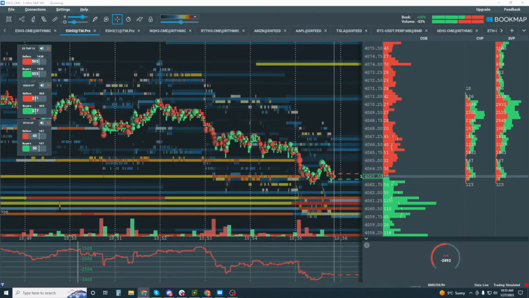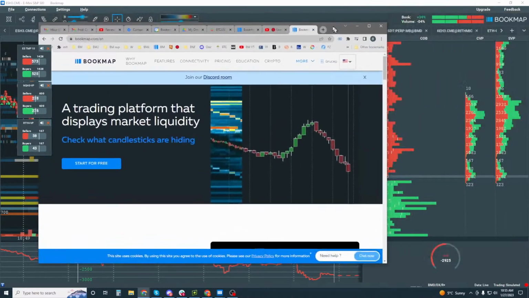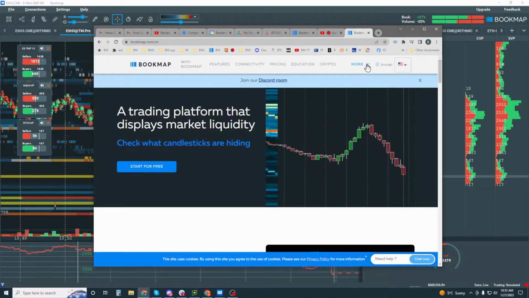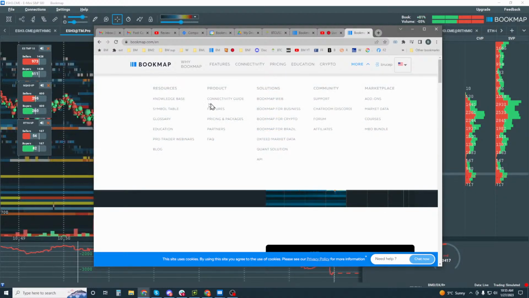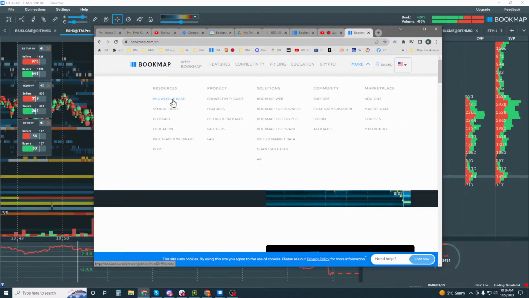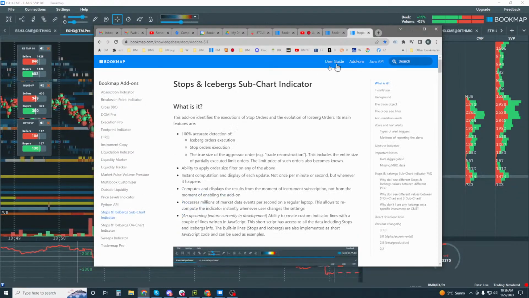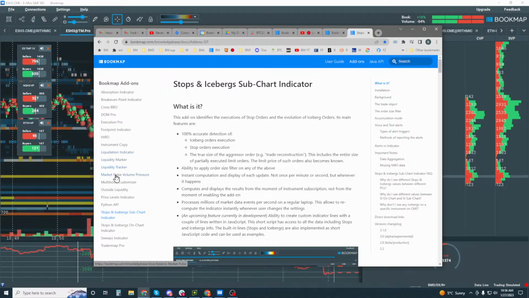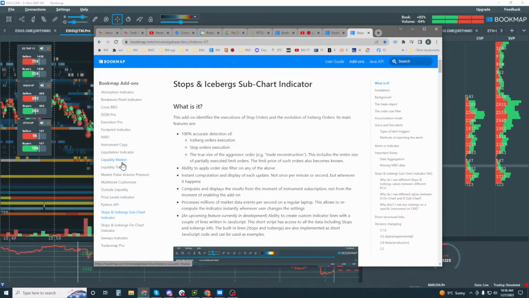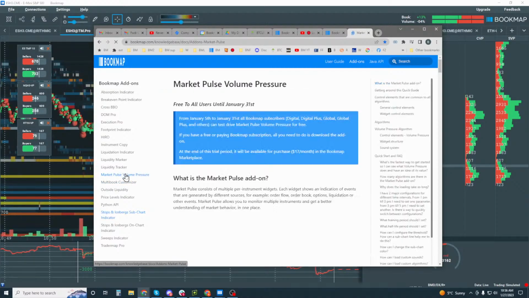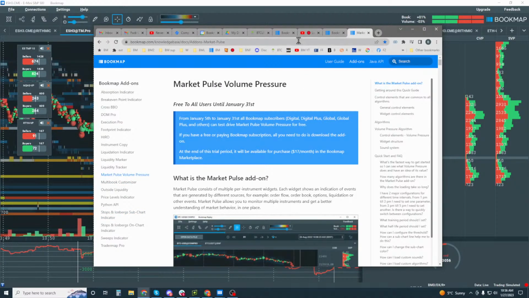Okay, if you go to bookmap.com and then go to the knowledge base here, click on the more button, go to the knowledge base, and then go to the add-on section here, and then you can look it up here, Market Pulse. I'll put the link into the chat for you. There's a little video as well as a pretty deep explanation of what this is. Market Pulse volume pressure.